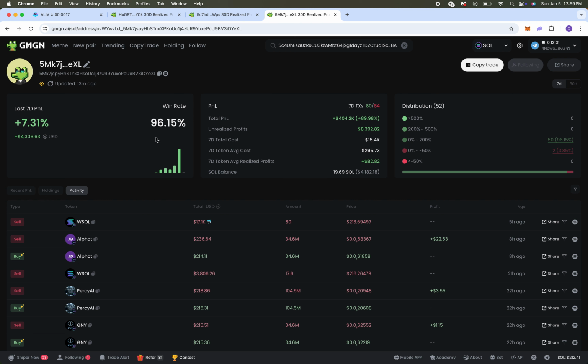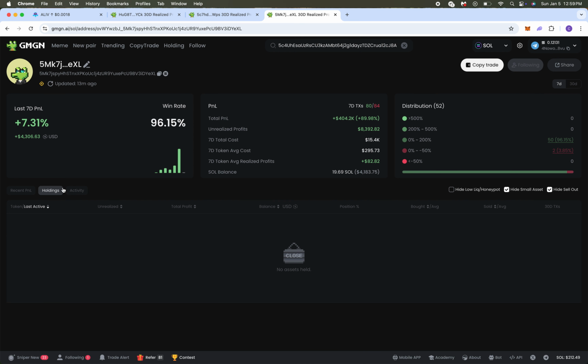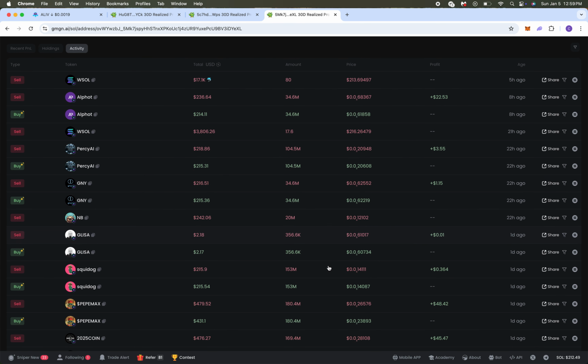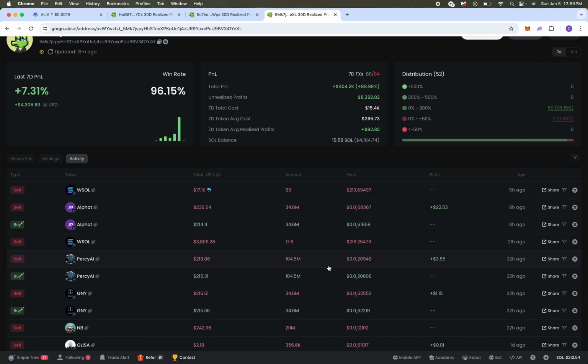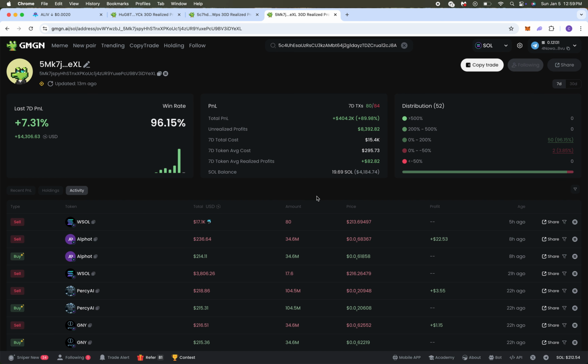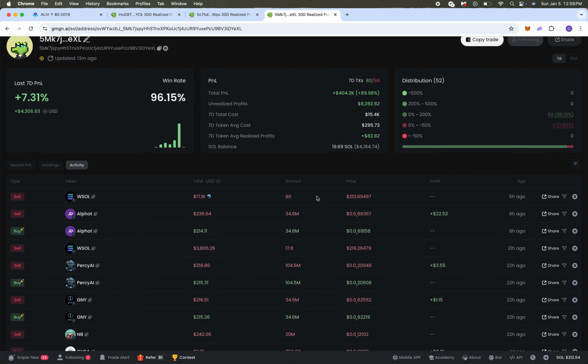So what they do is, first thing you're going to see is they're going to have a very high win rate, and their P&L is going to be pretty low. Sometimes it's a little bit higher than this. He's holding nothing. And if you look at his activity and at his trades, almost all of them hit. So you might think, hey, this is a good wallet to copy trade. But in reality, he probably already has a bunch of people copy trading him.